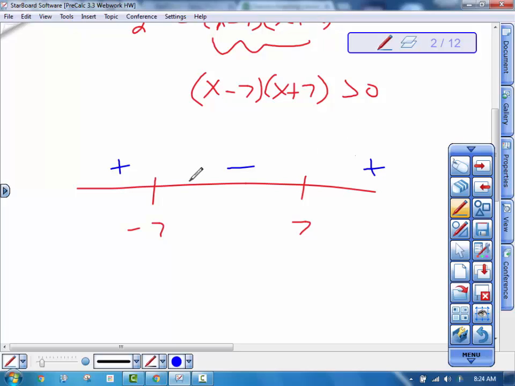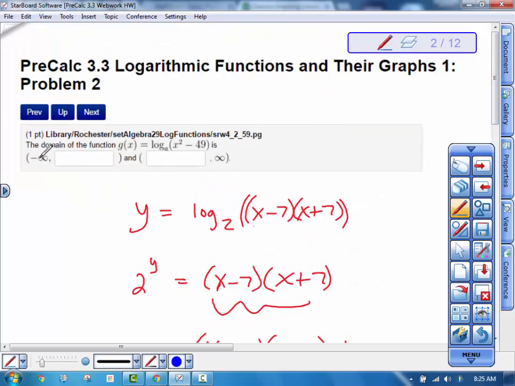So these were zeros here and here, so we can't have those. We can have all the numbers in between. Or, I'm sorry, we can't have all the numbers in between. Our domain is going to be all these numbers and all these numbers, where this is positive. So on WebWork, you can say the domain is from -infinity to -7, and then from 7 to positive infinity, which is exactly what our domain is here.